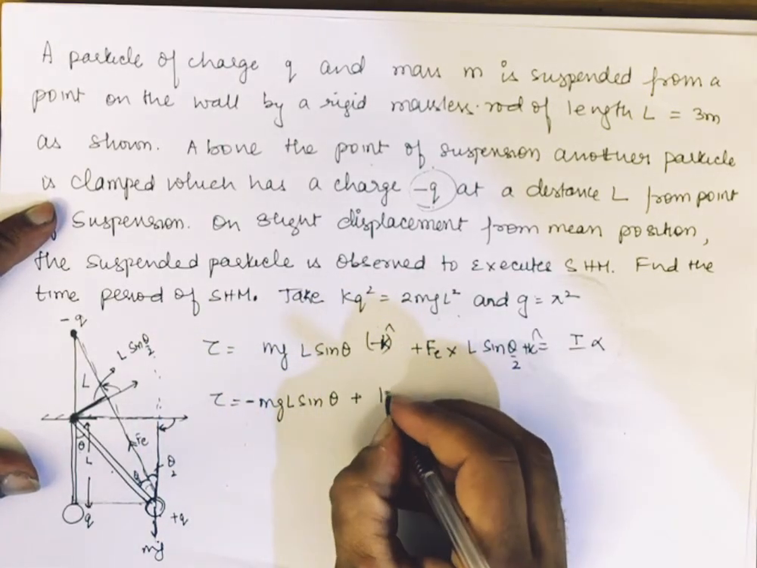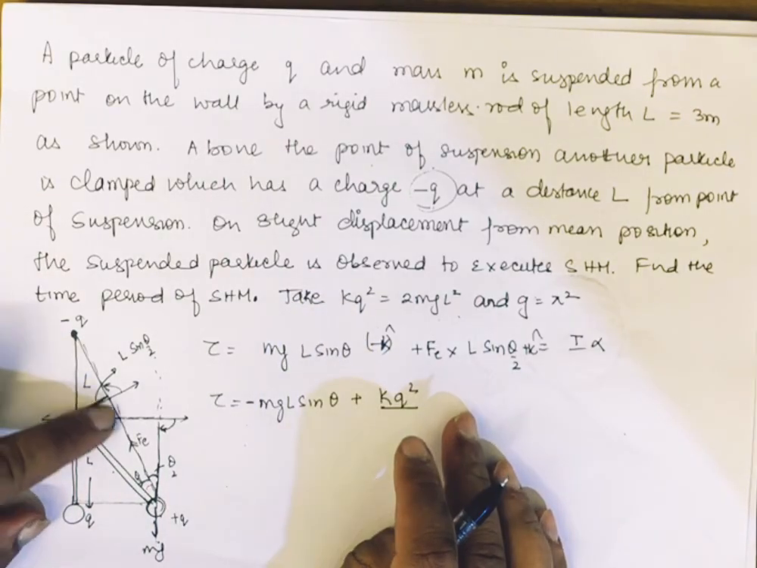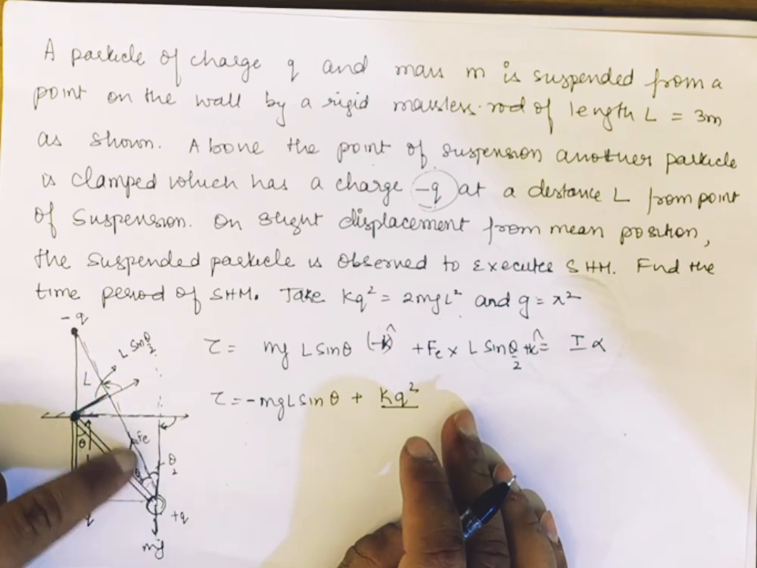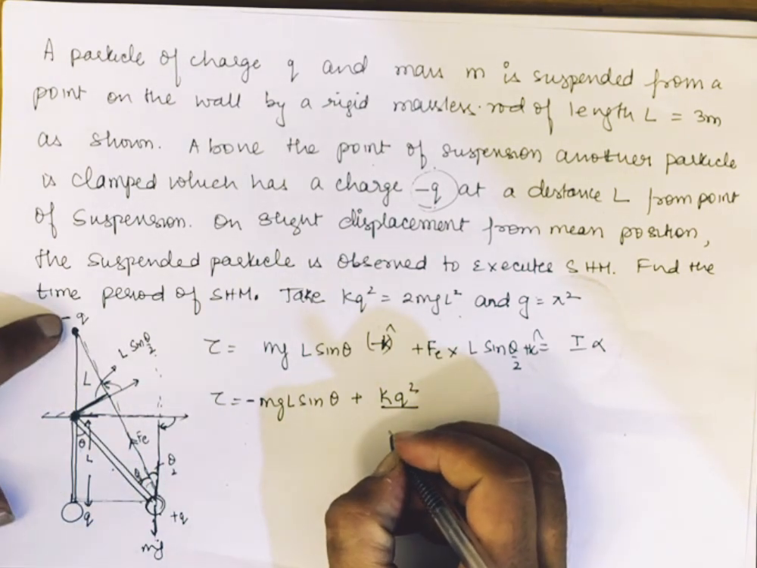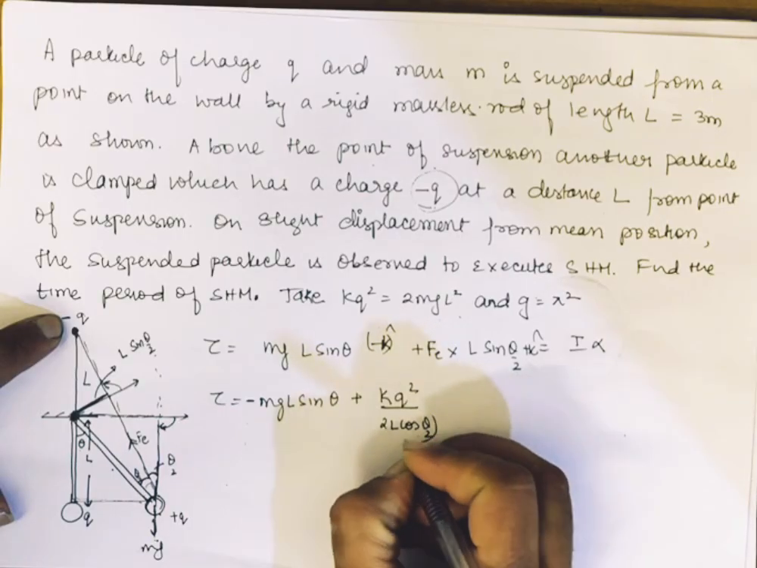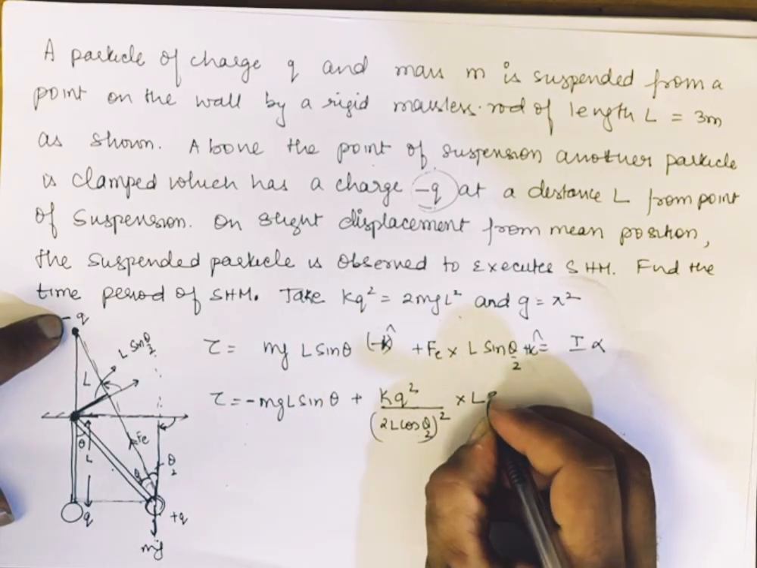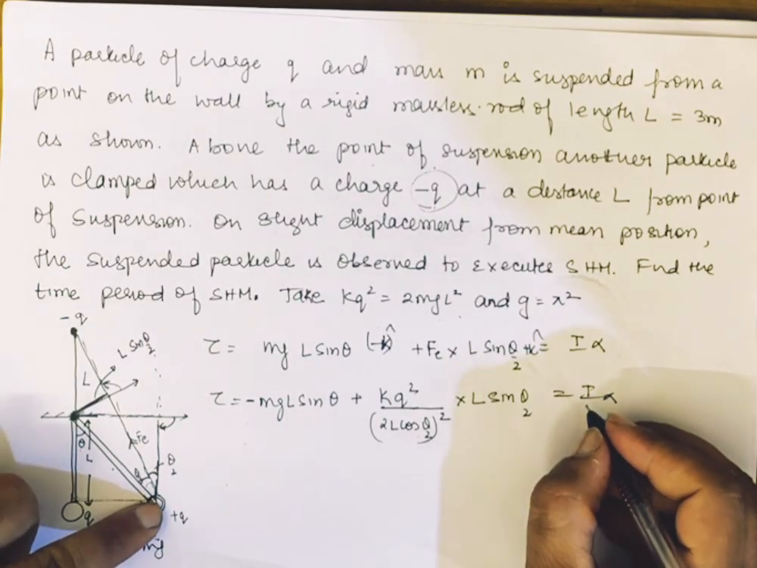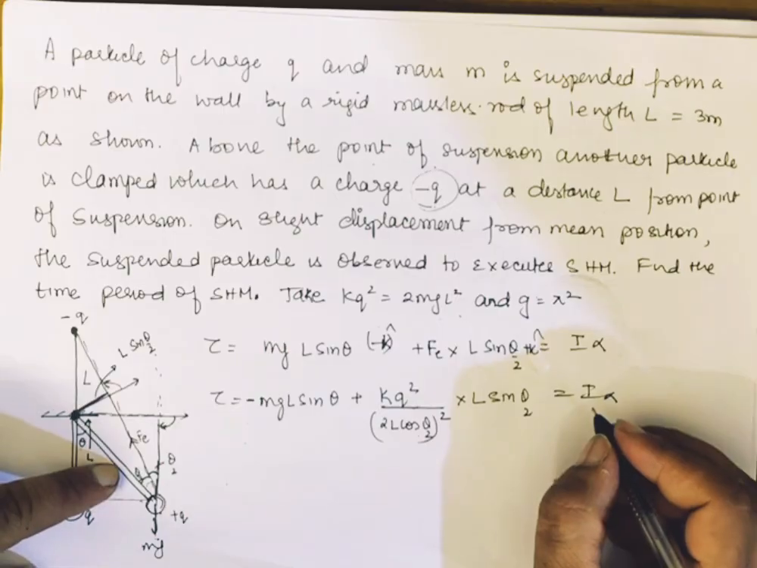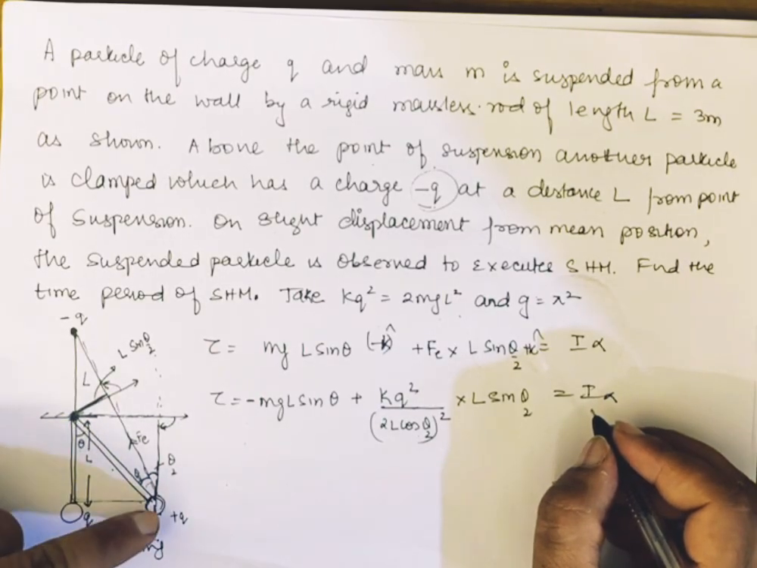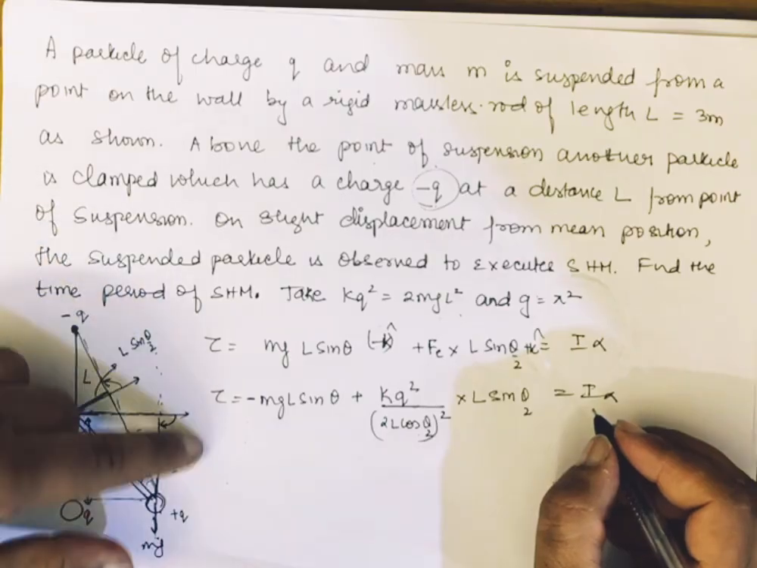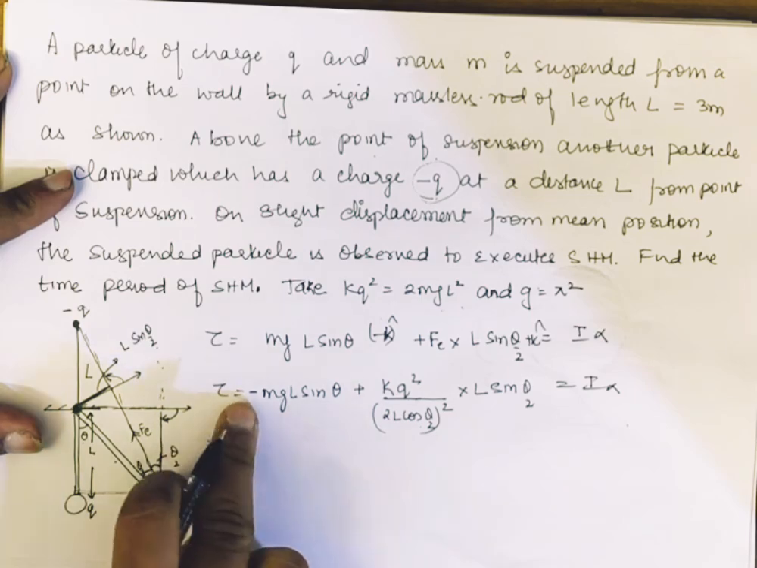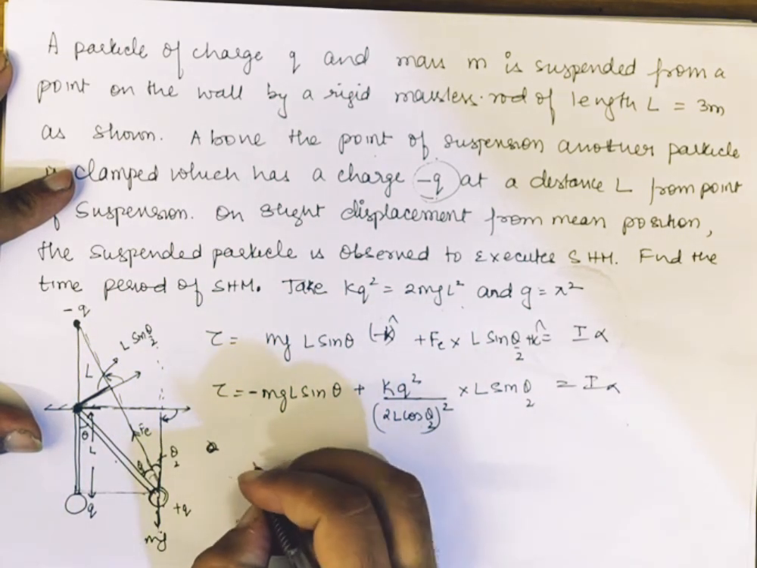What is the electrostatic force here? It is kq square by this distance square. How to find this distance? This is L, this is theta by 2, this is L cos theta by 2, and both together will be 2L cos theta by 2. Square, into L sine theta by 2, equals I alpha, where I will be taken as ml square, because the rod is massless. We are not taking the moment of inertia of the rod, only this ball, and it is a single particle. For a single particle it is mass into radius of circle squared. So ml square will be there. Now let's solve this first. I'll stop writing torque here because it's already written. Let's calculate.